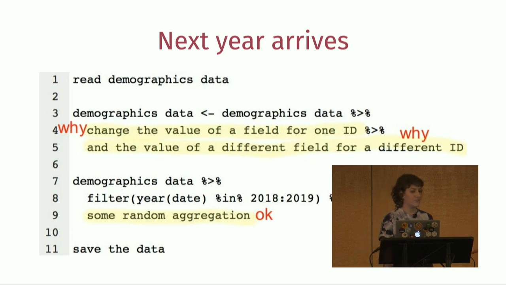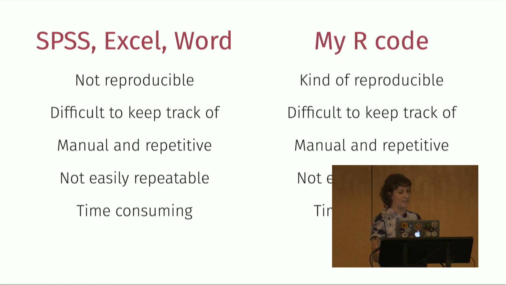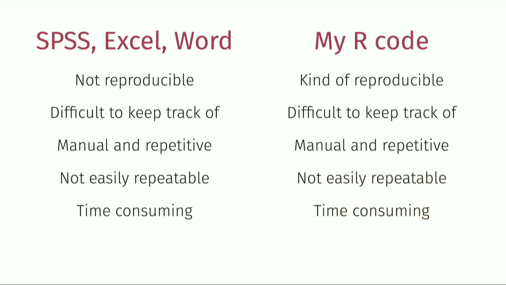So it was salvageable. I have to go through, I remember what's what, I copy files over, I change filters, but I was so frustrated because we had stopped using SPSS, Excel, and Word because things were not reproducible, they were difficult to keep track of, manual and repetitive, not easily repeatable, and time-consuming. But the way that I was leaving my R code, things were not reproducible, difficult to keep track of, manual and repetitive, not easily repeatable, and time-consuming. I think you all got it, it's the same list.